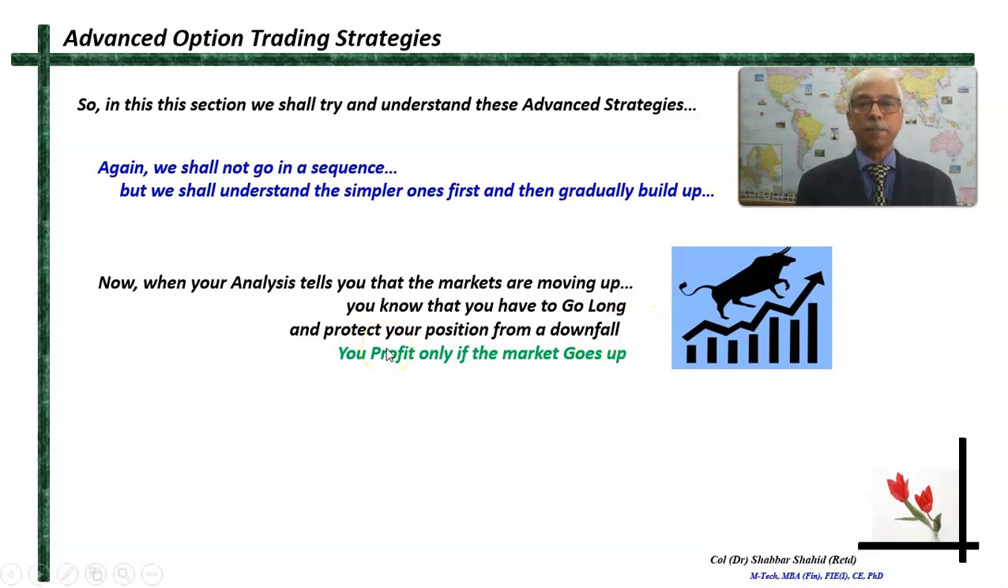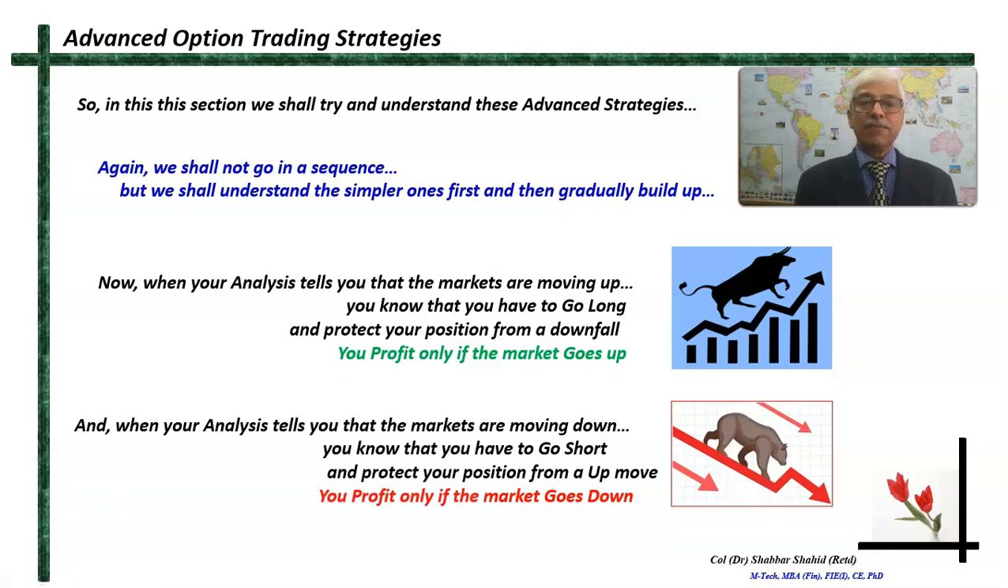And similarly, when your analysis tells you that the markets are in a downtrend, then you know clearly that you have to go short. Still, you will take some positions to protect yourself from an up move just in case the market turns around and starts going up. You will take some measures to minimize your losses, but ultimately you will benefit only if the market goes down. That was about the bull market and the bear market, alright?